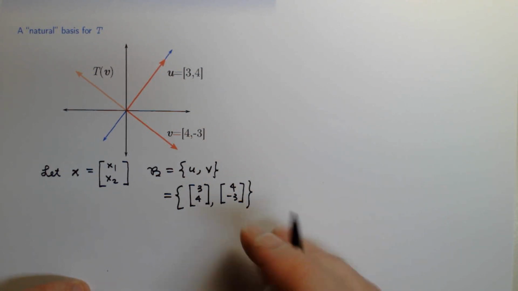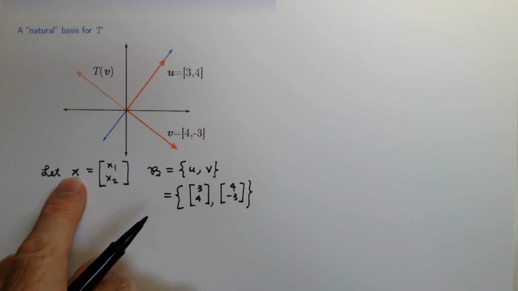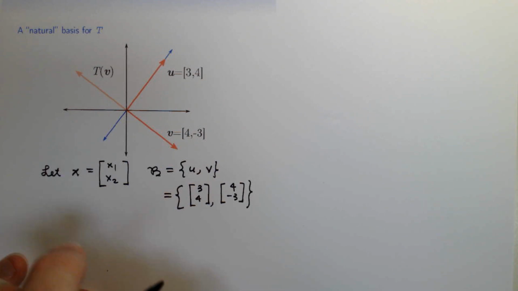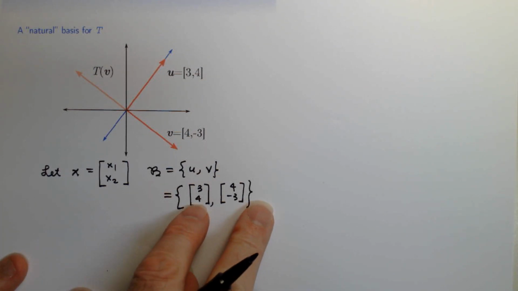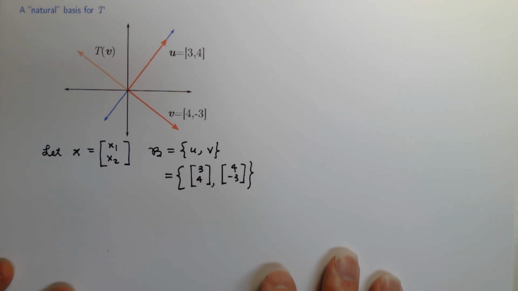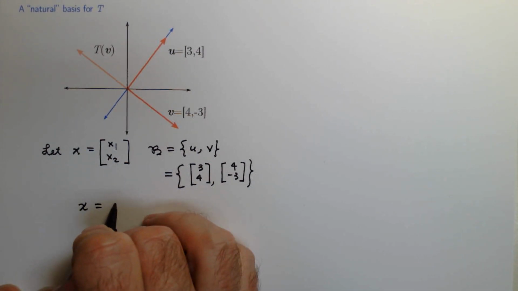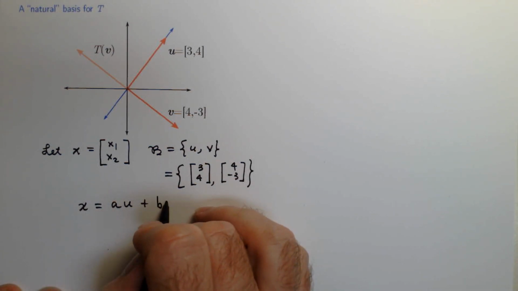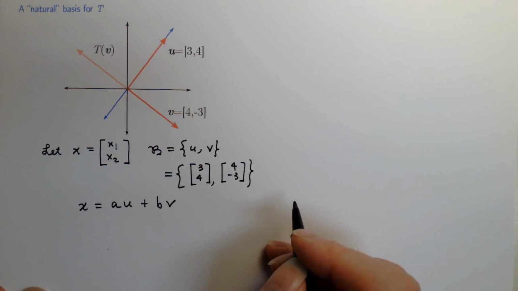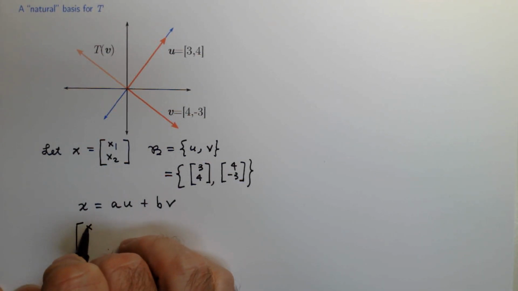All right, now the first thing we want to think about is this. How could I write this vector x, just a generic vector in the plane, as a linear combination of these new basis vectors u and v? So let's think about expressing x as a combination, let's say a times u plus b times v. Now what is that going to look like? It's going to look like solving this equation.